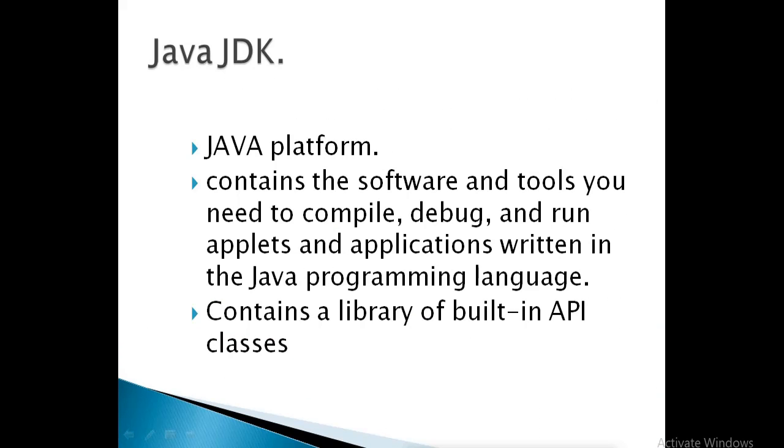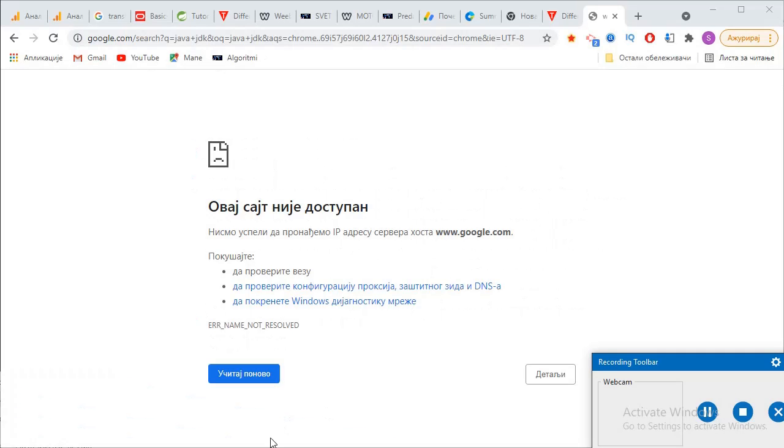What is the Java JDK? It is a platform that contains software, the tools we need to compile, debug, and run applets and applications written in the Java programming language. It also contains a library of built-in classes that you can use in your program, abbreviated as API, Application Programming Interface.